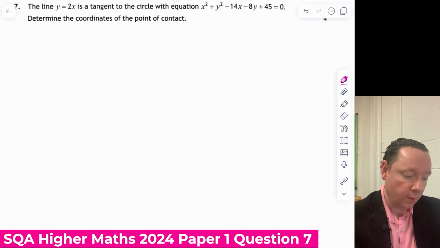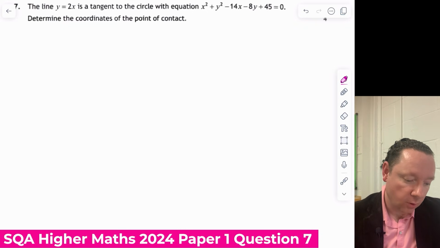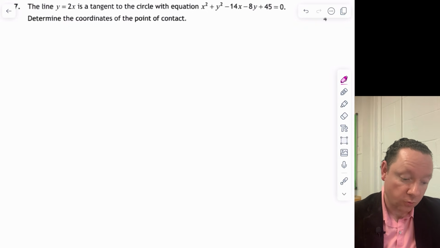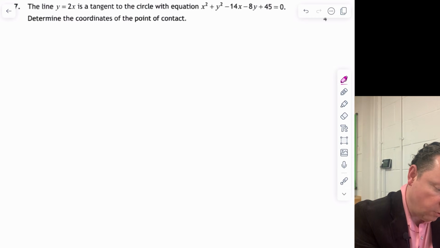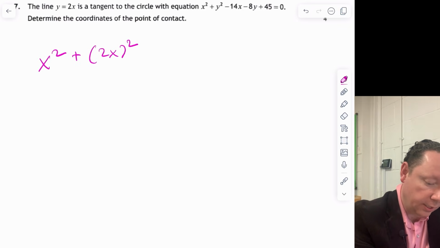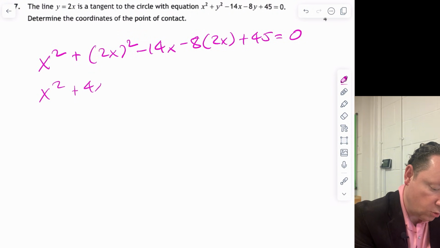SQA Higher Maths 2024, Paper 1, Question 7. The line y equals 2x is a tangent to the circle x squared plus y squared minus 14x minus 8y plus 45. Find the coordinates of the point of contact. Well, finding the point of intersection means solving simultaneous equations, so I'm just going to sub it in. So I've got x squared plus y squared, which is 2x squared, minus 14x, minus 8y, so it's 8 times 2x, plus 45 equals 0. And we'll just solve that for x. So that's x squared plus 4x squared minus 14x minus 16x plus 45.